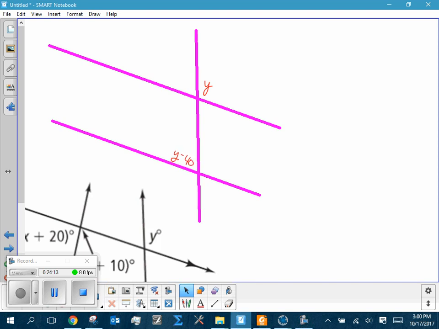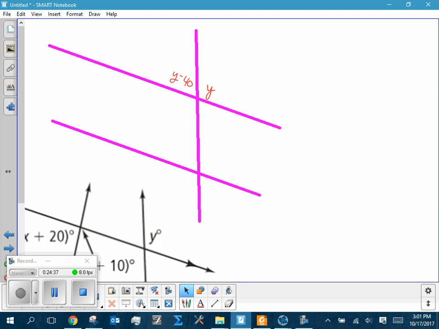Does it make sense that maybe I take this y minus 40 and transfer it there? Because those are alternate interior, right? And they should be congruent. Likewise, maybe we go and say, okay, I'm going to move that one there because they're vertical. And then maybe I come down and move it there because they're alternate interiors. Does that make sense? And I can play that game with a lot of different things.